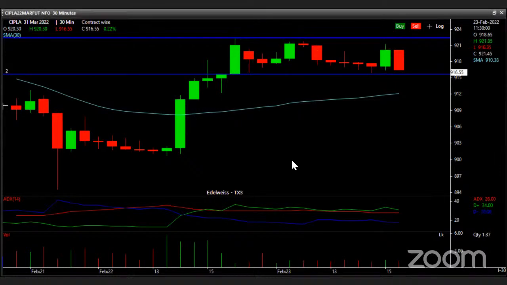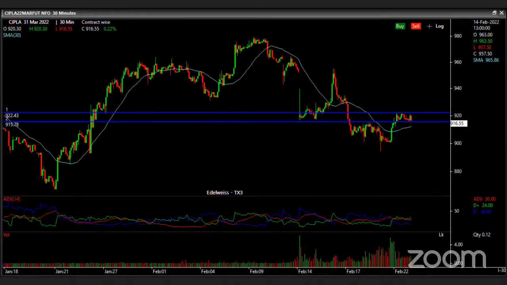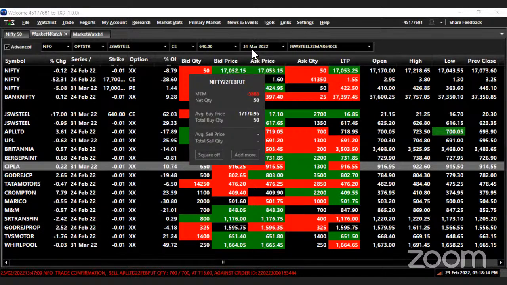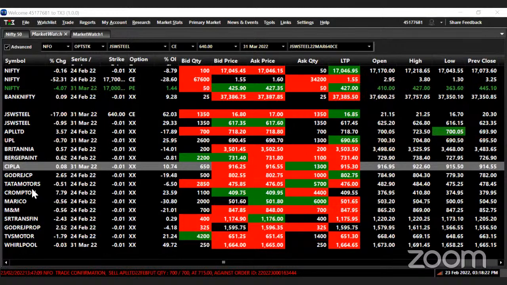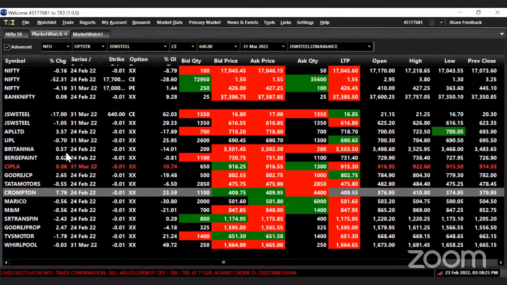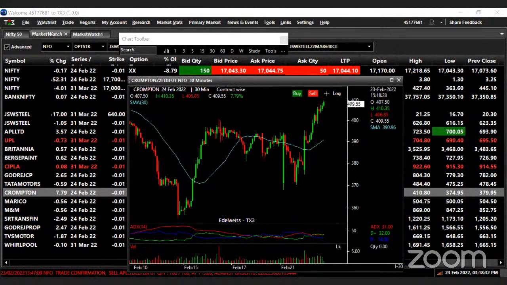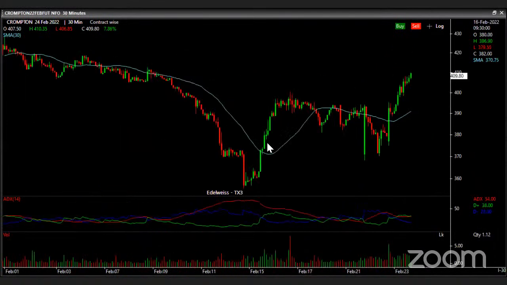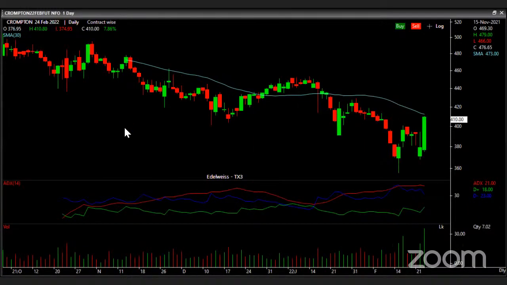Now, how to draw the trend lines? So today, this stock, Crompton, gave us a very good movement. So I am enlarging the time frame from 30 minutes to daily, and as well, we are going to convert it into the line chart.